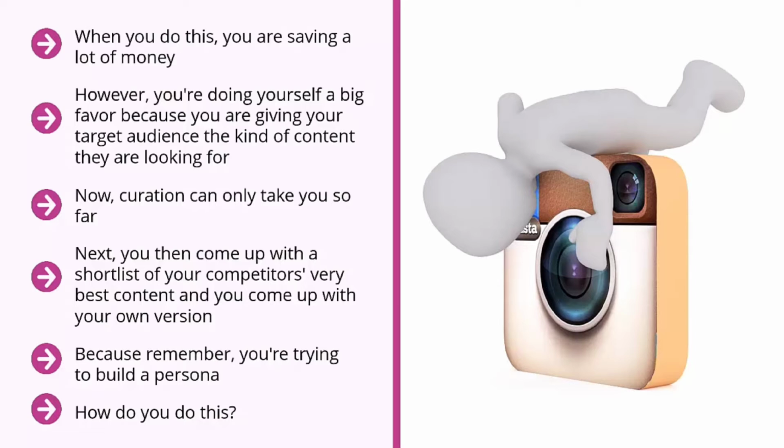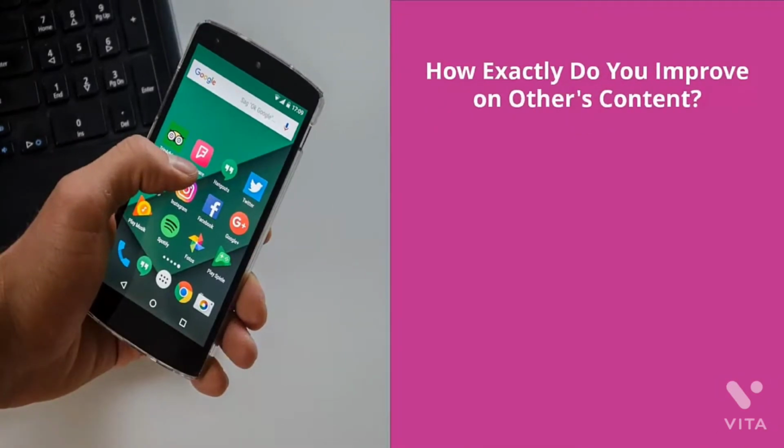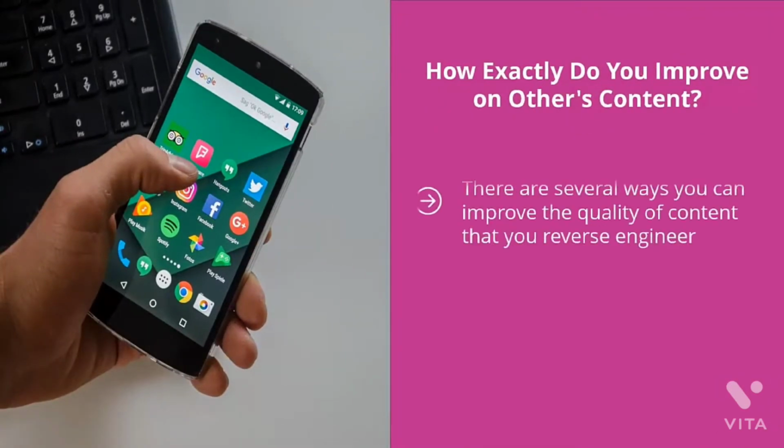By paying attention to video 4 and figuring out what is the hottest content in your niche, you then come up with your own version and then use this on your own feed. You rotate these along with the curated content that you are already publishing. How exactly do you improve on others' content? There are several ways you can improve the quality of content that you reverse engineer.